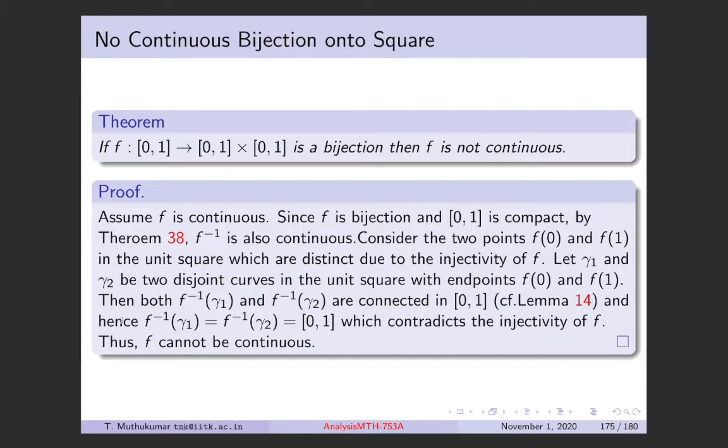Which means that f inverse of gamma 1 and f inverse of gamma 2 both are the full interval [0, 1], which contradicts the injectivity of f, right? Because now for every point here you have two different images. So the function f cannot be continuous here. So you cannot have a continuous bijection.